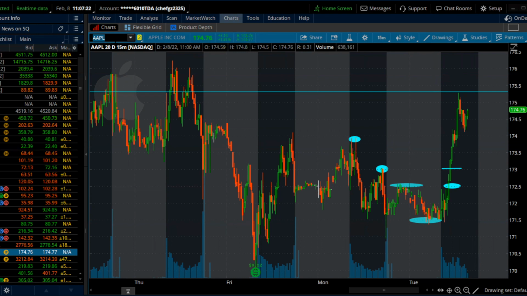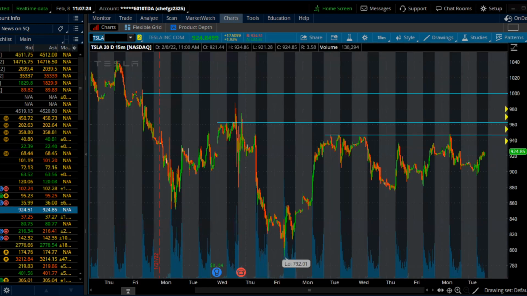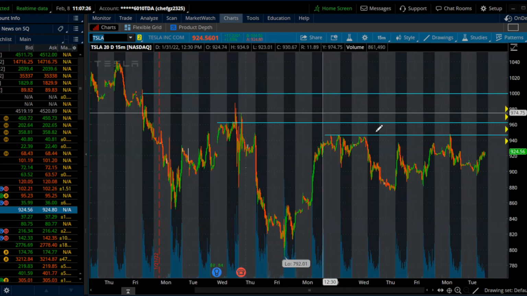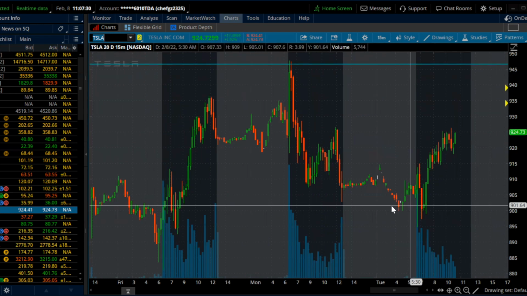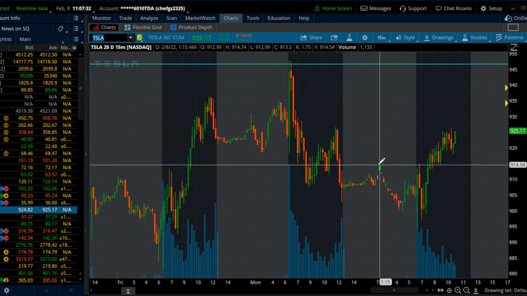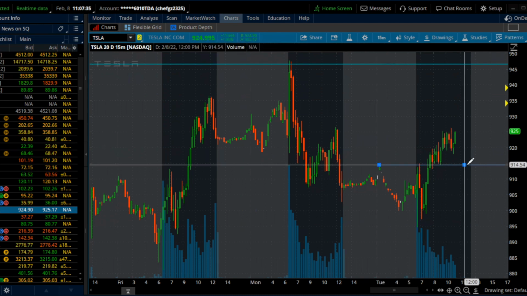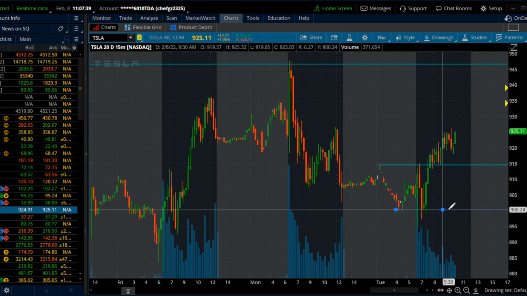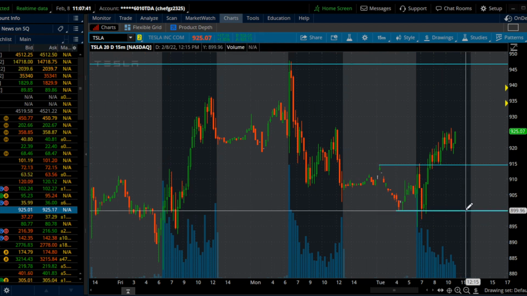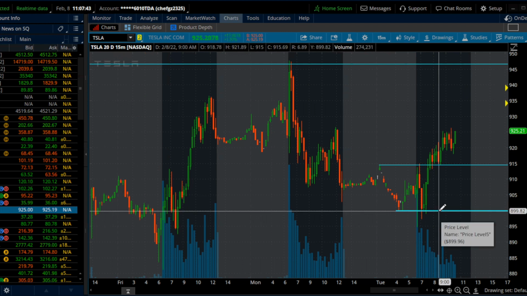Now I'm going to show you a couple more, just so you can get the picture of this. And now I'm also going to show you the downside play, right? Tesla. All right, let's look at these pre-market levels. Most people will look at this pre-market level right here. Boom, you see that? And then look at this pre-market level. This is your 900 psychologically.